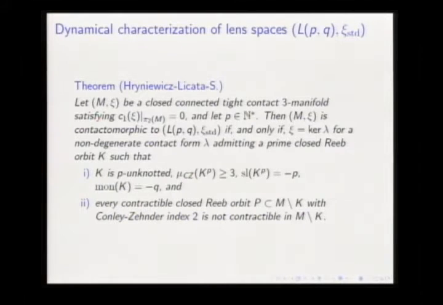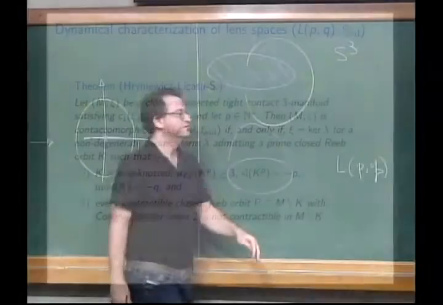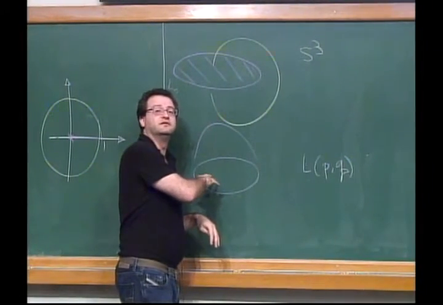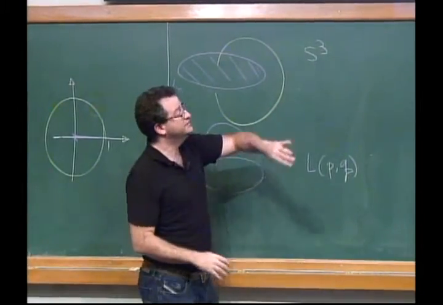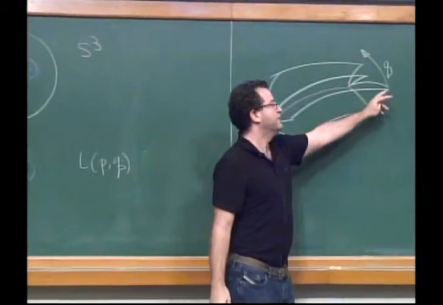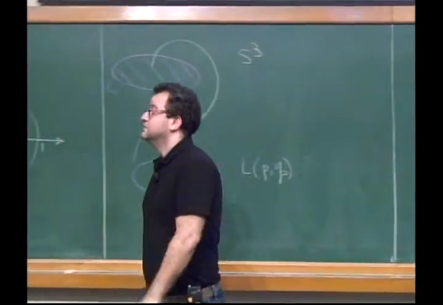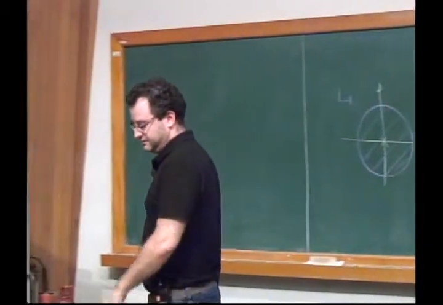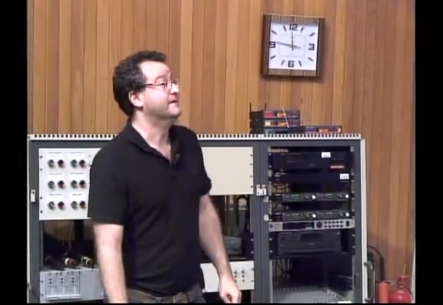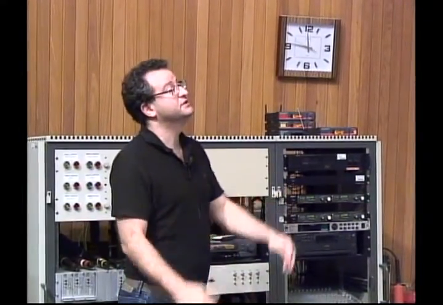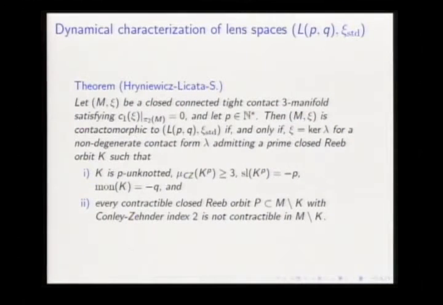So the theorem is the following. I will just state one of the directions of this characterization. Suppose that you have a P-unknot, just like this one, in a lens space, which has this monodromy equal to q. And we want to find conditions which imply that the contact structure is the standard contact structure on the manifold, and the manifold being the lens space.